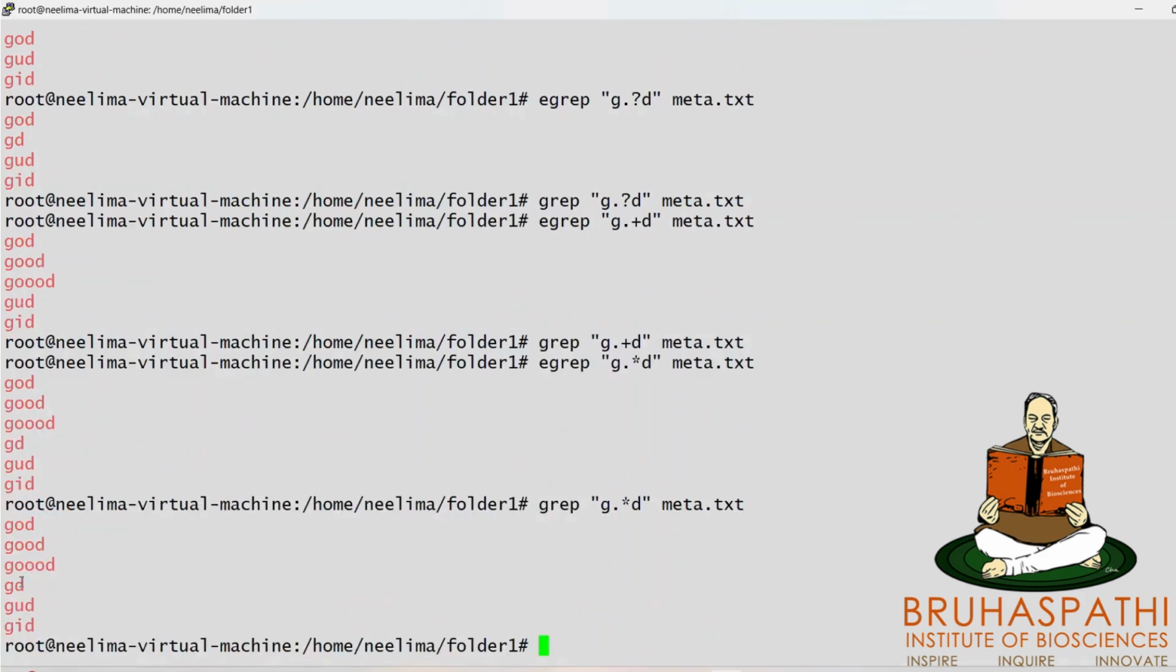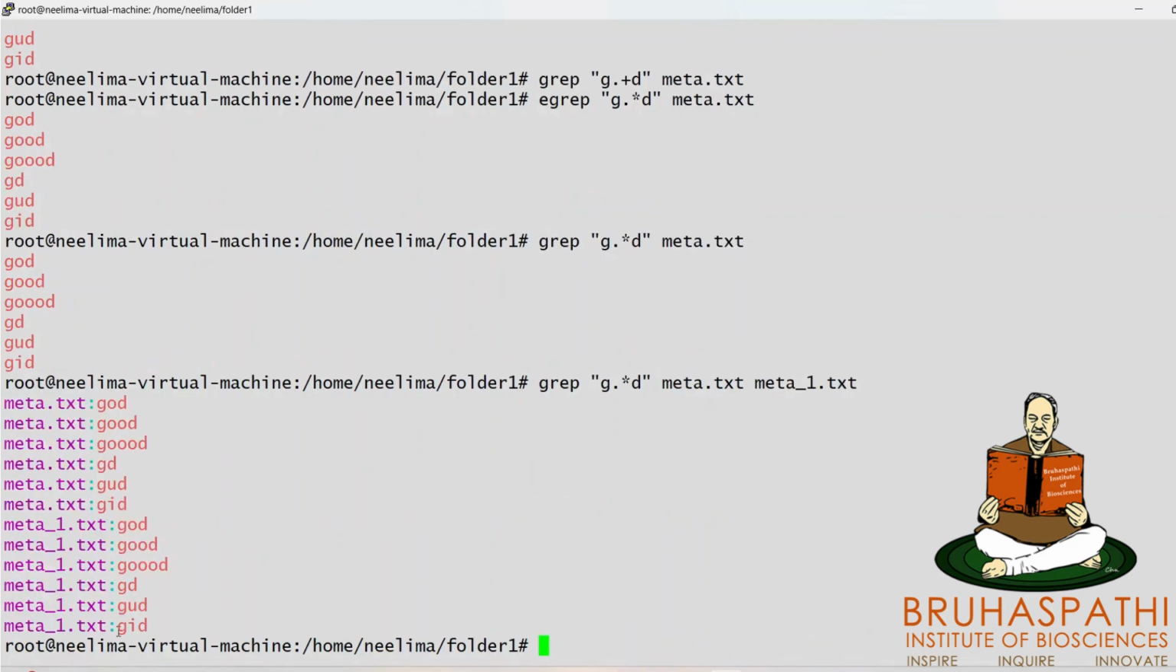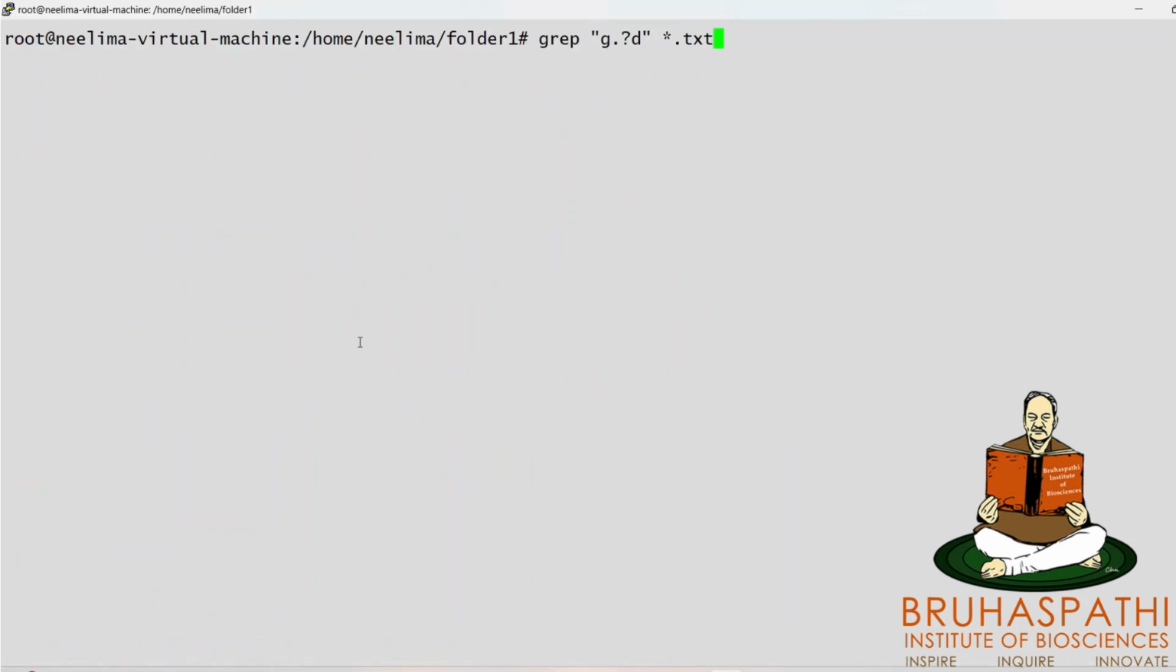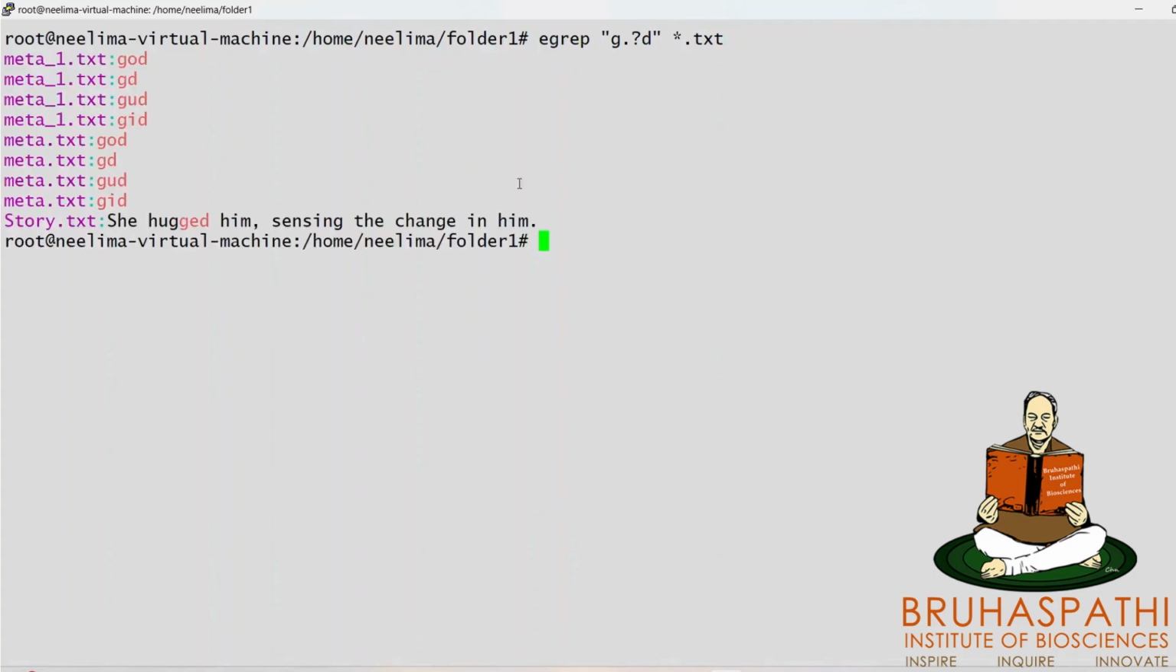Now, the functionality of grep can be extended onto multiple files. For example, I would like to check for this kind of expression pattern in these two files at once. See, this expression is present in this file and in this file as well. Similarly, we can check for this regular expression in all the text files which are present in this folder. Right? It's present in meta1, meta.txt and story.txt.